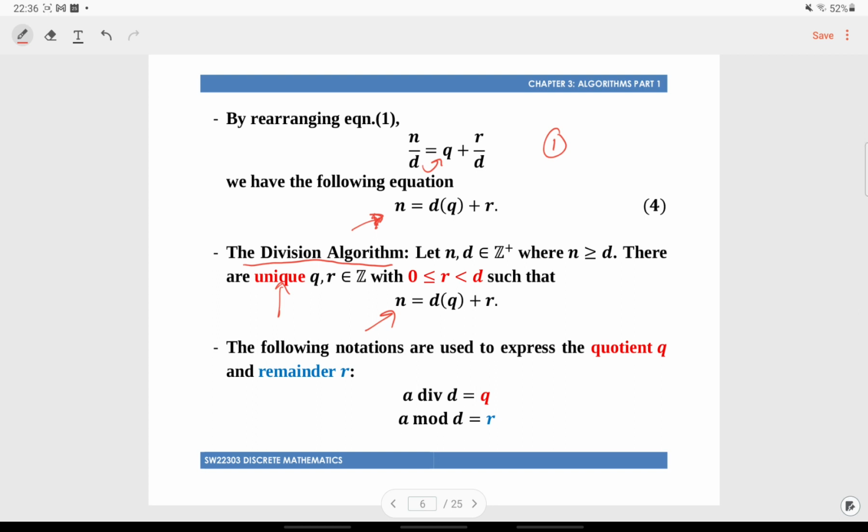Okay, so the following notations are used to express the quotient q and the remainder r. Basically in programming, we can use the following operations, div and mod. For a div d, the outcome is an integer q, where q is the quotient. When we write a mod d, this operation is actually looking for the remainder r. So the outcome is the remainder when we divide a by d.